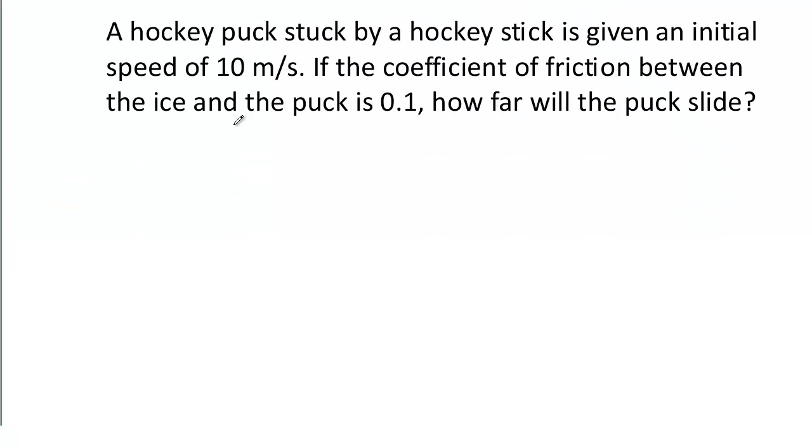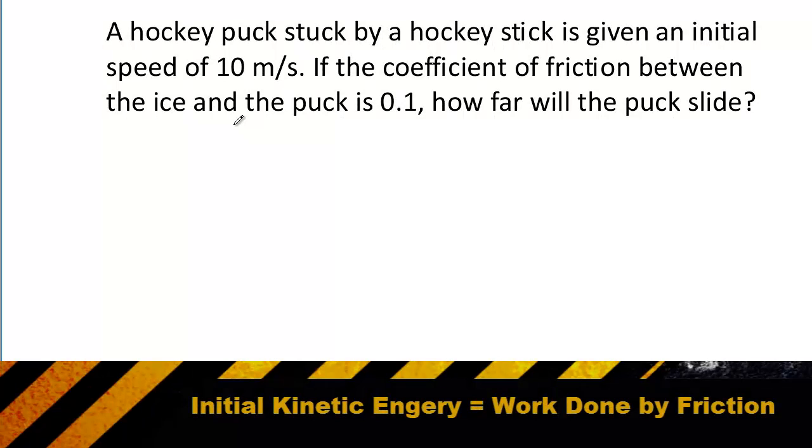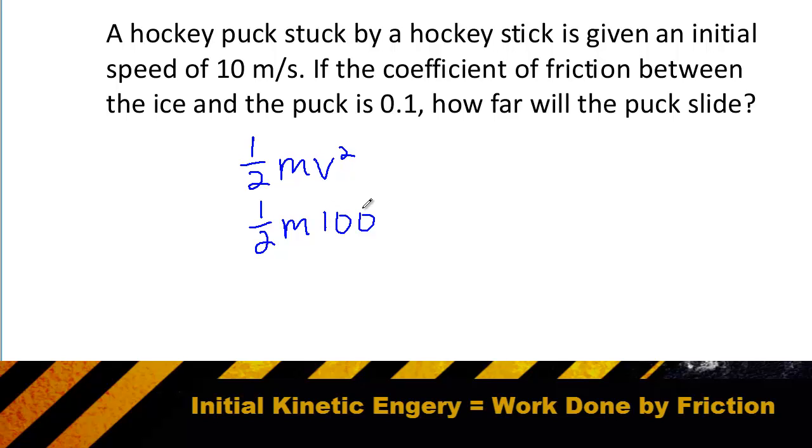Here's a classic problem where friction is doing work. We have this hockey puck that begins with kinetic energy. Our kinetic energy formula is simply 1/2 times the mass of the object times its velocity squared. In this case, 1/2 times the mass of the puck that we don't know times 10 squared, or 100. So the puck starts moving, but eventually it stops. That means there was a change in kinetic energy, and whenever there's a change in energy, there's work being done.